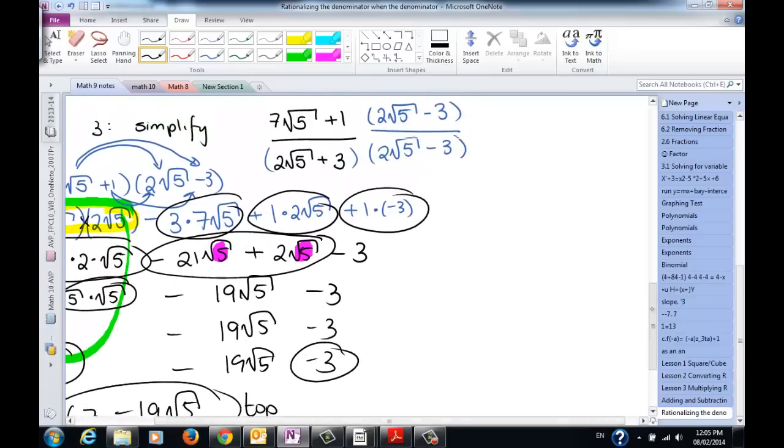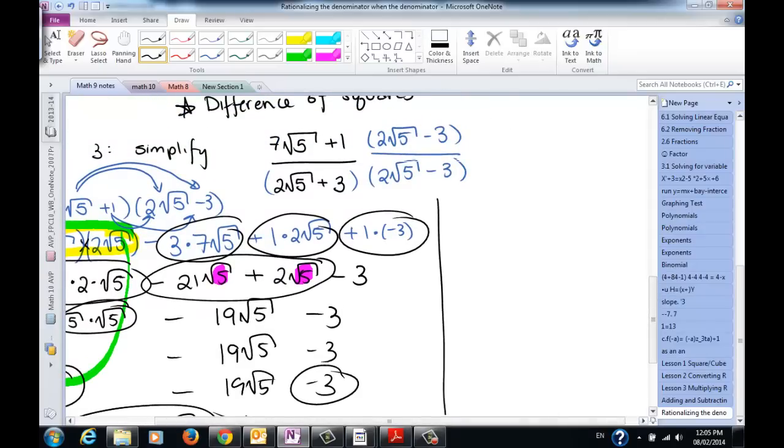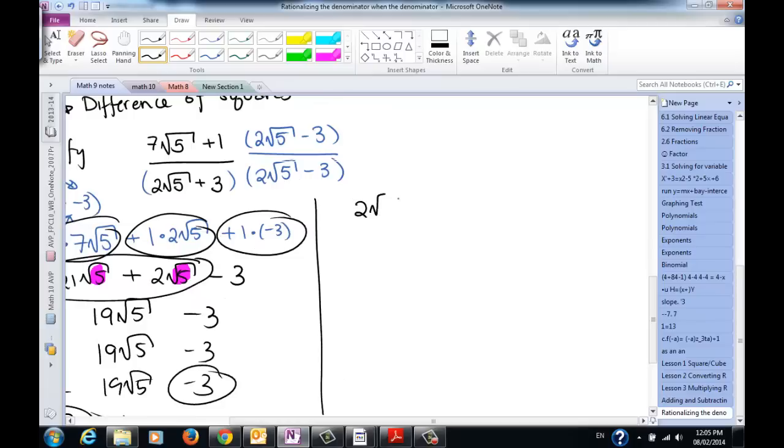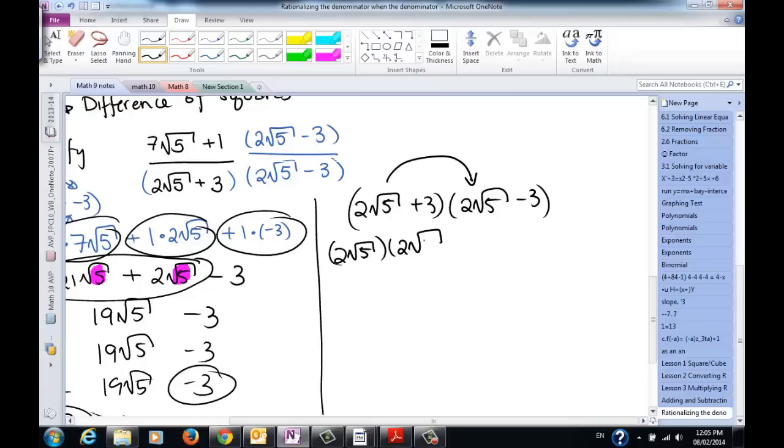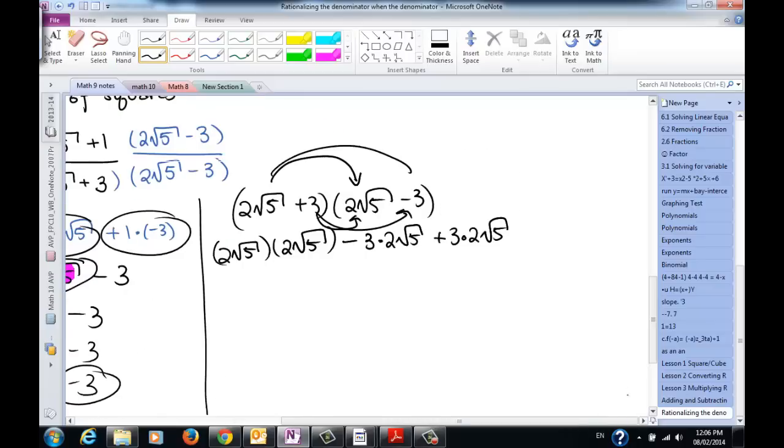It's okay. Now I've got to do my bottom. So I have 2 root 5 plus 3 multiplied by 2 root 5 minus 3. Okay, let's FOIL. First, I have 2 root 5 multiplied by 2 root 5. Outside, I have a minus 3 multiplied by 2 root 5. Inside, I have a positive 3 multiplied by 2 root 5. Last, I have a positive 3 multiplied by a negative 3, which is just going to be negative 9.